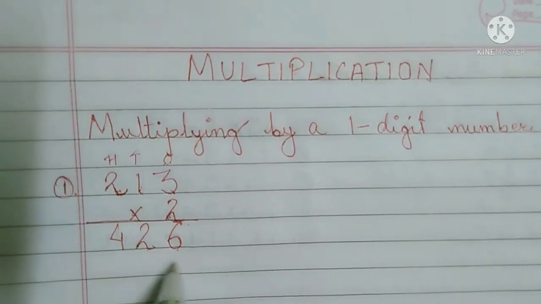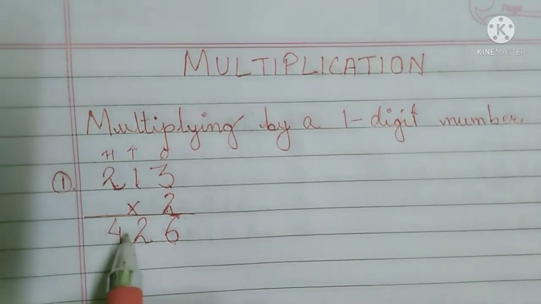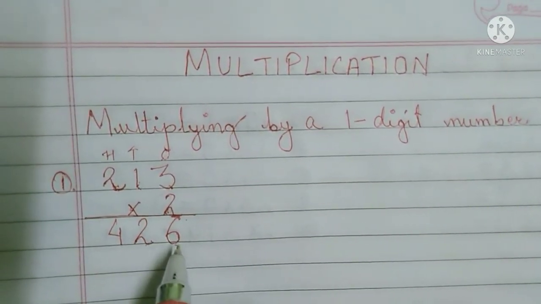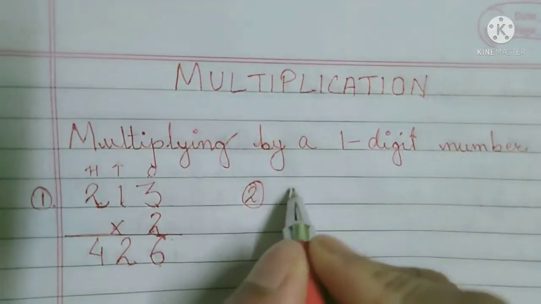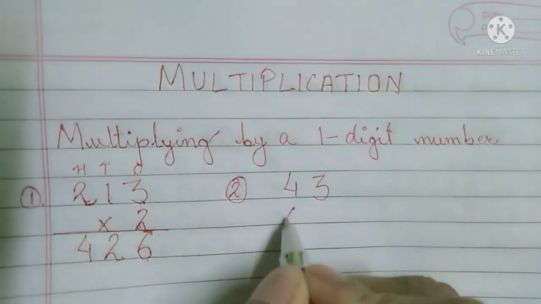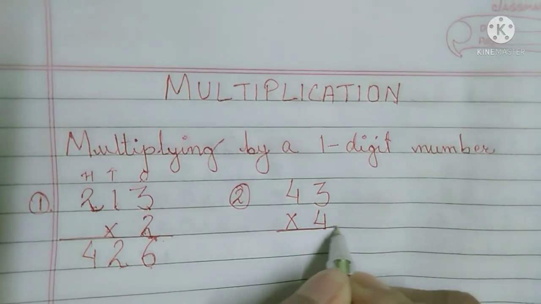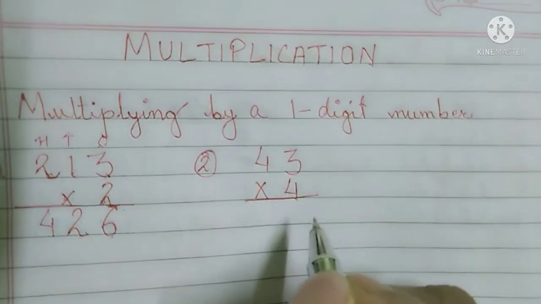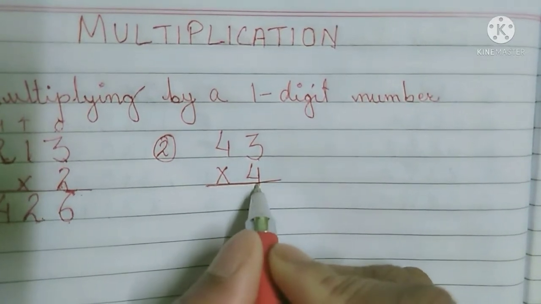This is known as product. After multiplying, the answer you get is known as product. Let's take another example of 43 multiplied by 4.